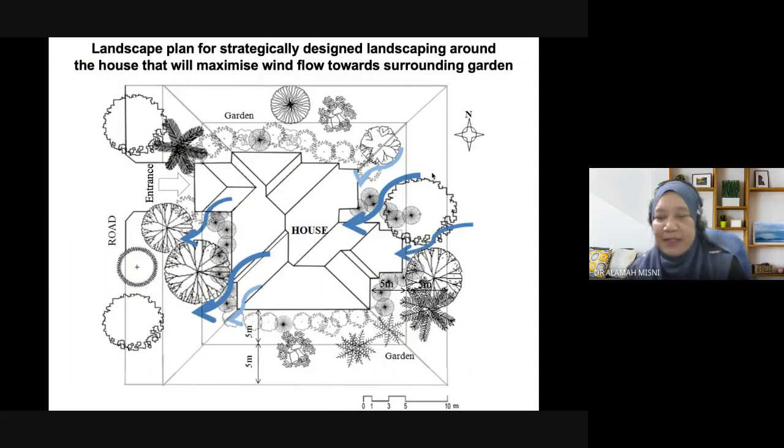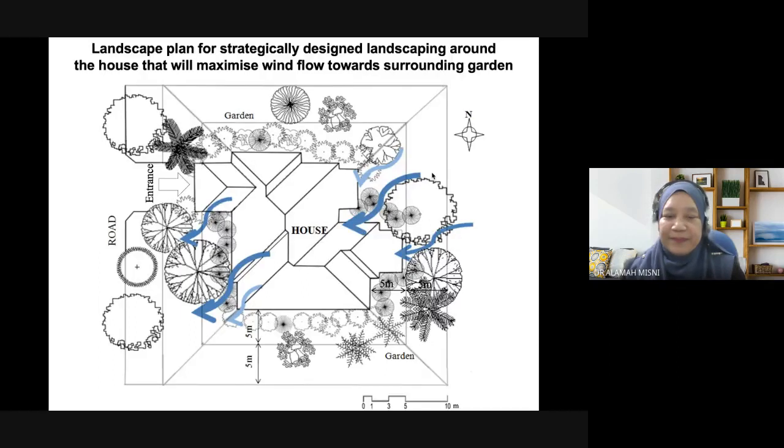So this is an example of my actual study located in Putrajaya. This is a landscape plan for strategic design landscaping around the house that will maximize wind flow towards surrounding vegetation. So even though the tree planting around this house looks dense, they still have the wind flow going through to the surrounding garden and also doing cross ventilation via openings around this house, for each wall, especially here, the wind flow has cross ventilation from east to west side.